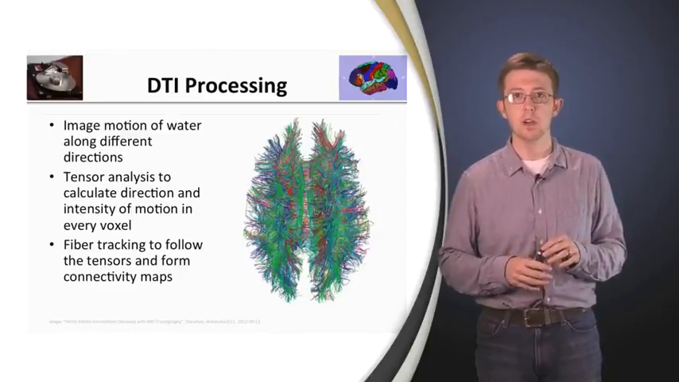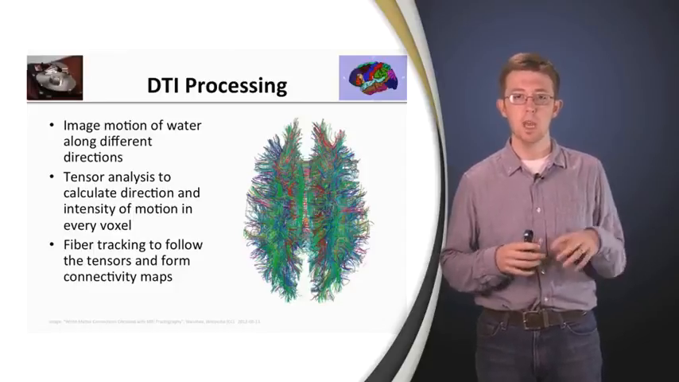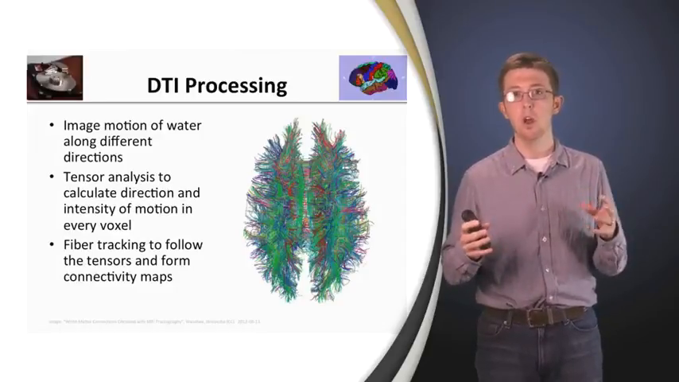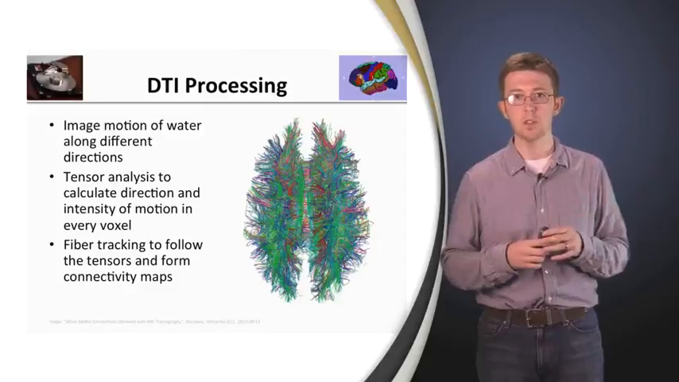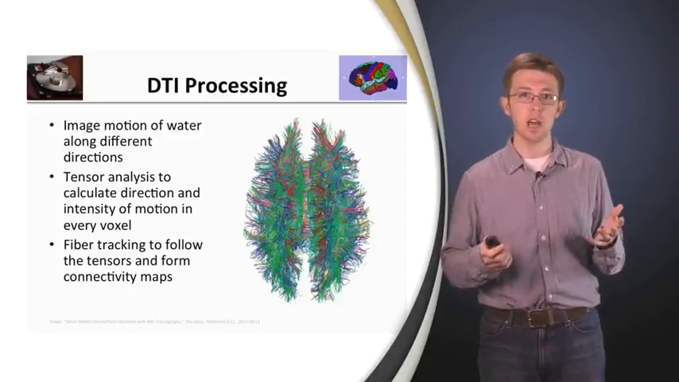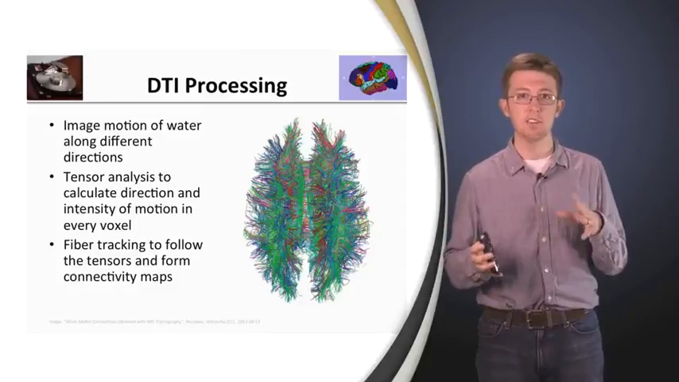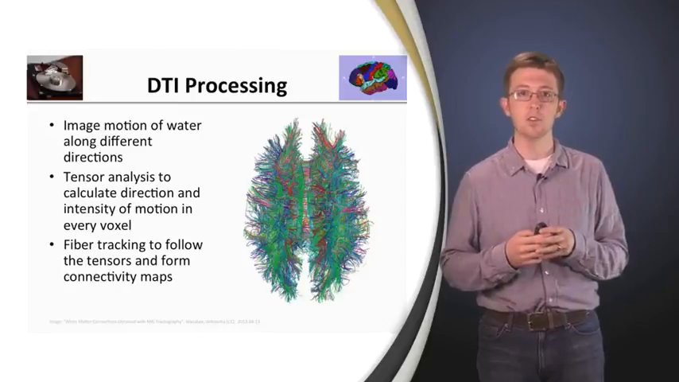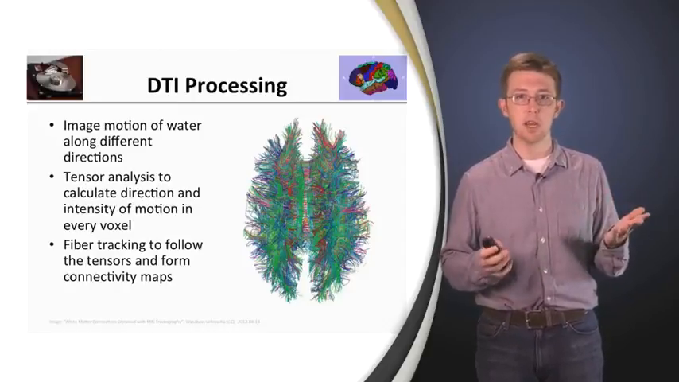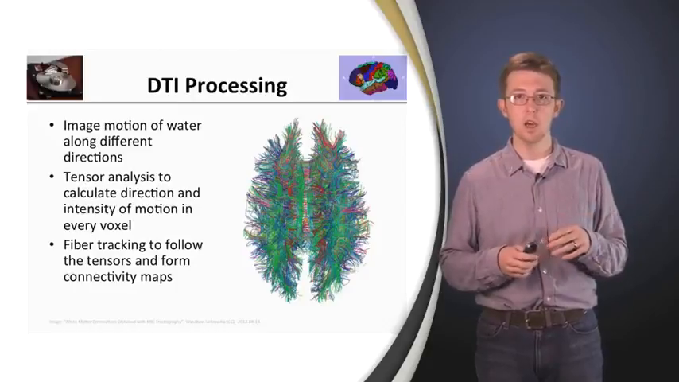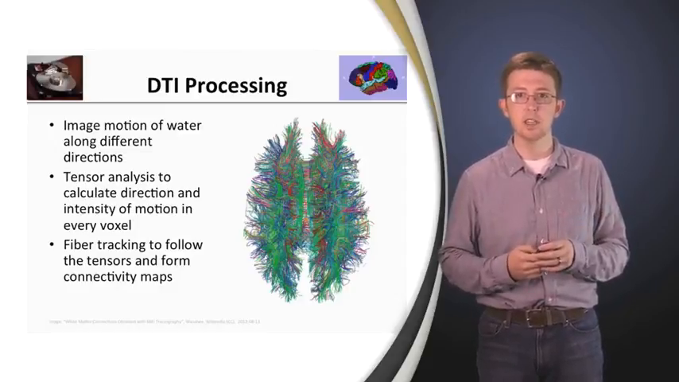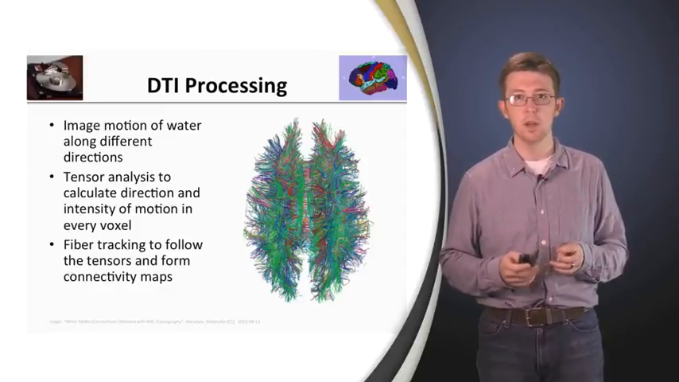And finally, I'll talk briefly about DTI processing. In a diffusion MR image, we capture the relative motion of water within each voxel along different directions. Then we can apply a tensor analysis to calculate the direction and intensity of motion of the water within every voxel. And if we want to get very fancy, we can do what's called probabilistic fiber tracking and basically follow the motion of the water as it was captured in the MR image and form these very pretty connectivity maps. That gives us a good idea of structural connectivity within the brain.